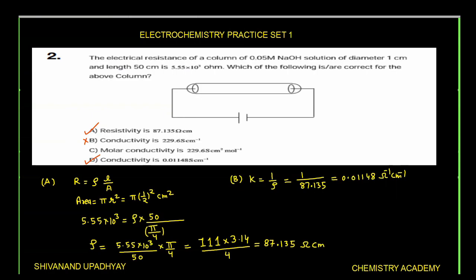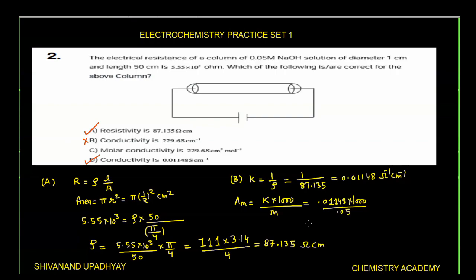And once I know the conductivity, I can calculate what is lambda m. Lambda m is equal to conductivity into 1000 divided by molarity. Molarity of this solution is given, conductivity we have calculated: 0.01148 into 1000 divided by molarity. Molarity of the solution is 0.05, which is 1 by 20.